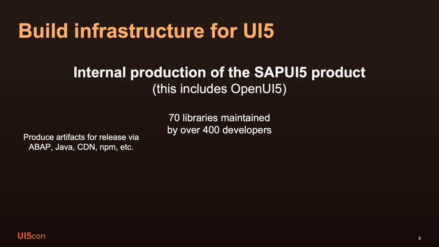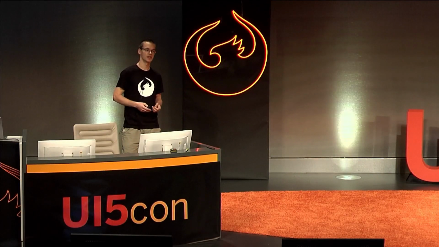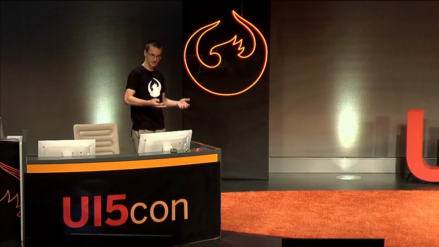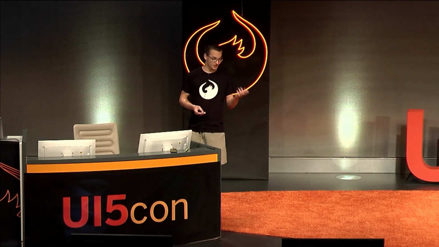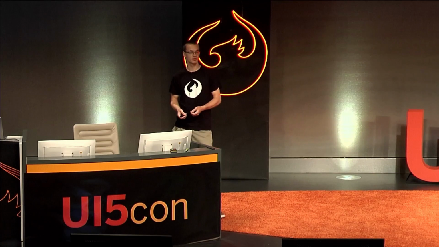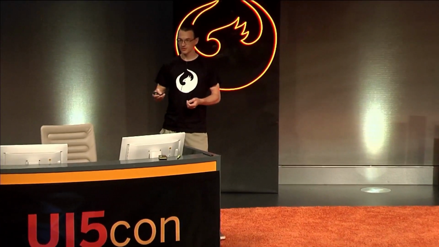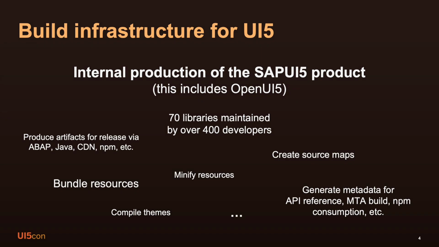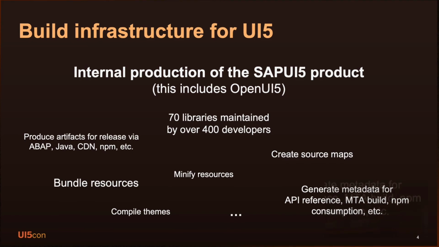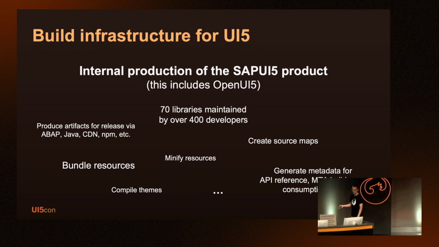And the production basically means optimizing or bringing the resources of all these libraries in shape for use on your clients, like for customers in the client and the browser. So we bundle resources to optimize the performance. We minify resources, create source maps to improve debugging. We compile themes, of course, and we produce a lot of additional metadata files for various tools or things like the demo kit or API reference, MTA builds, or the NPM consumption with the UI5 tooling.